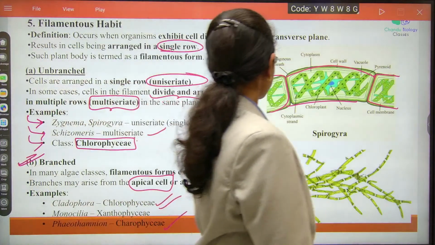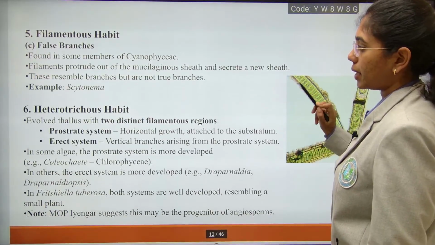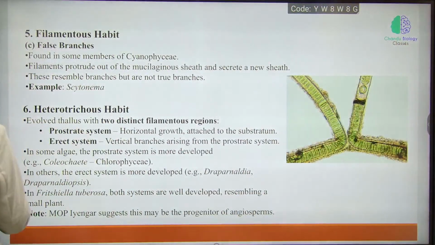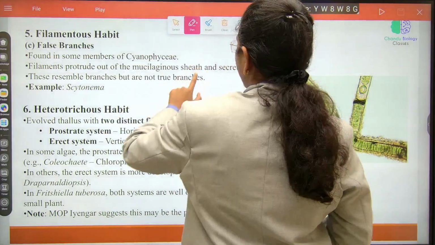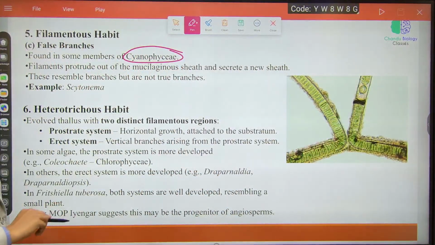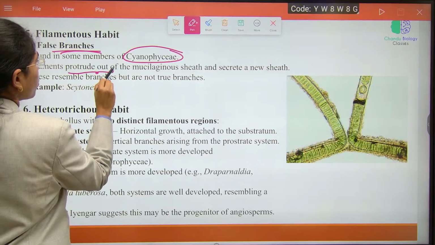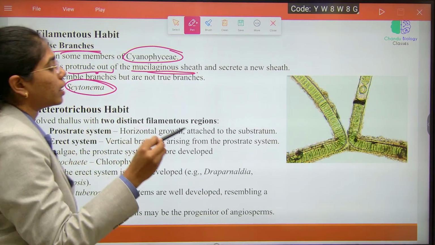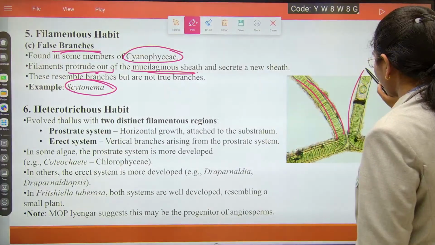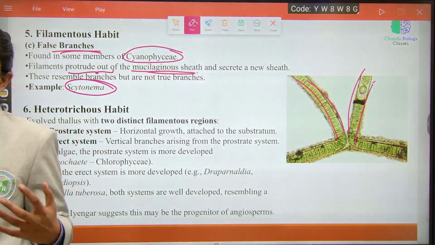Next, filamentous habitat: false branching and heterotrichous habitat. False branches are found in some members of Cyanophyceae, where filaments protrude out of the mucilaginous sheath and secrete new sheaths. An example is Scytonema. The filaments protrude out of the mucilaginous sheath like this.